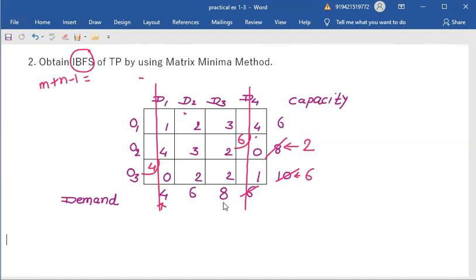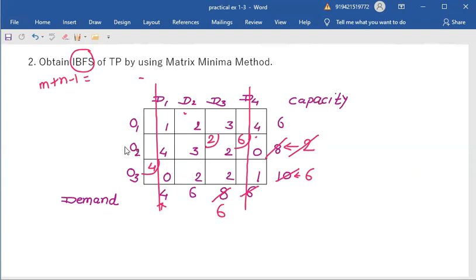Now here the requirement is 8, and the available quantity is 2. So the minimum of these is 2. That means we can transport 2 units, because only 2 units are available at the second factory. So all the 2 units will be transported to the third warehouse. So supply is exhausted here, and out of 8, 2 units are transported. So now the requirement here is 6.